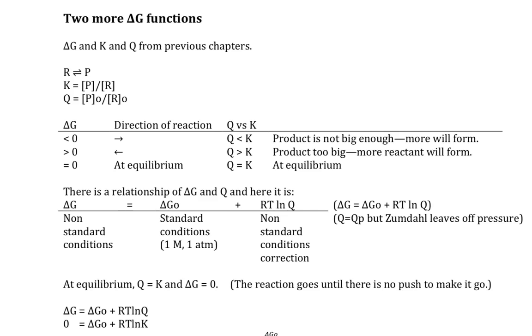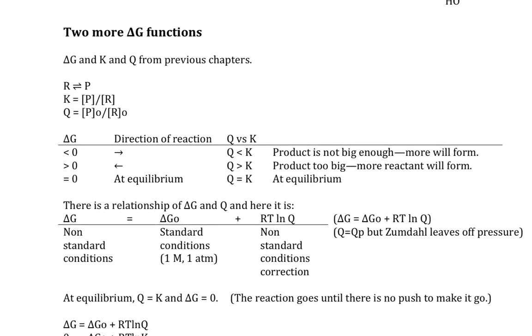If delta G is 0, it's at equilibrium. Q is equal to K. The battery is dead. So there's a relationship of delta G and Q. I tried to show you in that table above, that discussion there.